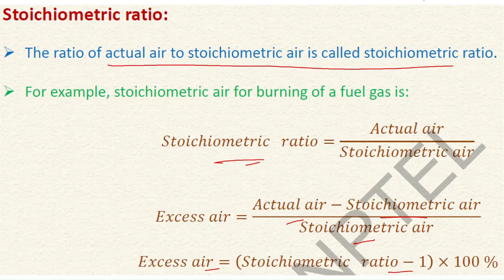Suppose we take 20% extra air. So the actual air given is 120, and the stoichiometric air is 100. Then actual air minus stoichiometric air is 120 minus 100, upon stoichiometric air, that is 100. So 20 by 100 into 100, that will be 20% excess air. Okay.